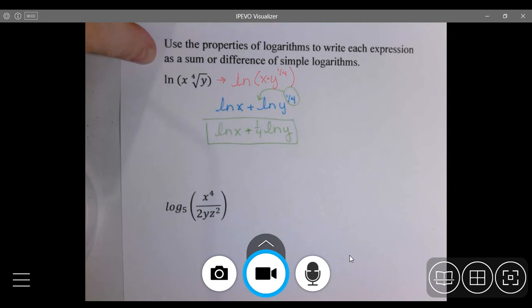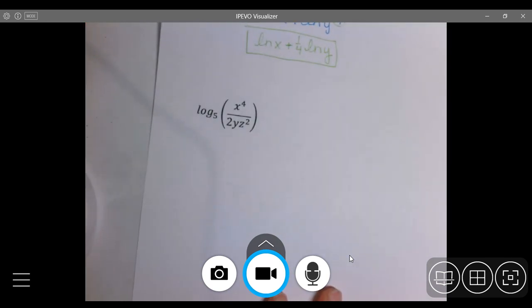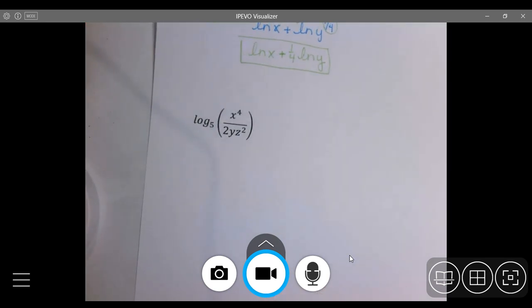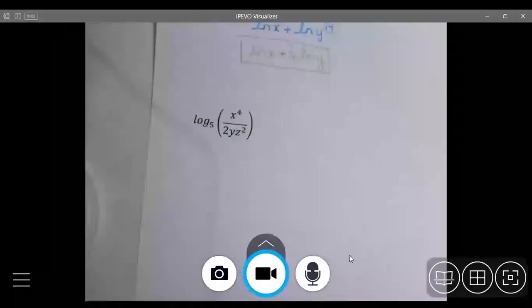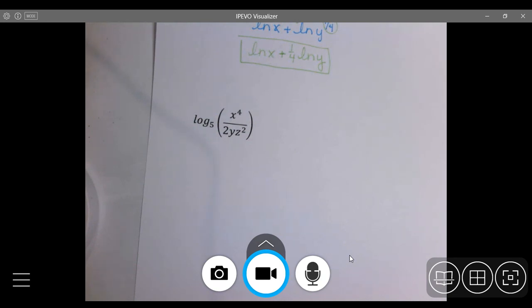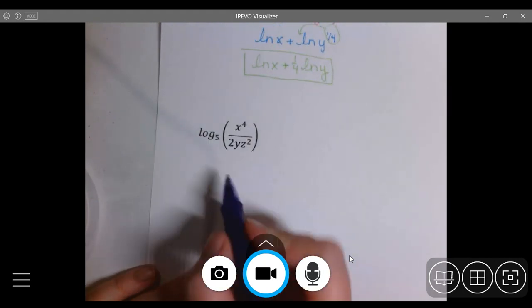All right, the second one, a little bit more difficult. If we use the idea that I talked about on the last one, where anything on the top is going to be positive, anything on the bottom is going to be negative, because remember this top minus bottom when you have logarithms, we can actually break this apart pretty quick. Here's something I do want to point out to you though.